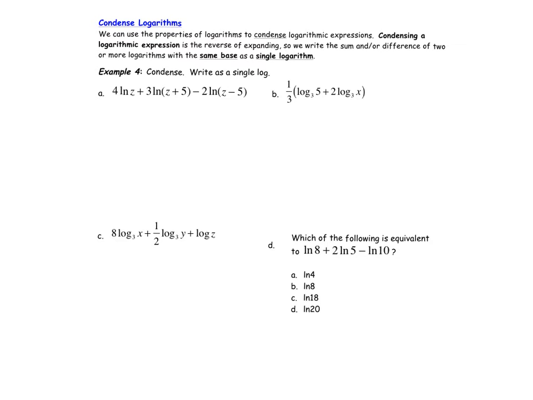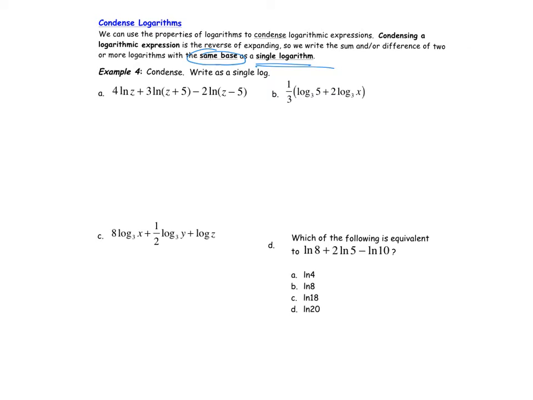This is example 4 from notes 5.3. And here we're going to learn how to condense logarithms, which is a process of taking a logarithmic expression with multiple logarithms in them with the same base and writing it as a single logarithm. So the key is we need to have the same base, and then our goal is to just write log base something of one expression.